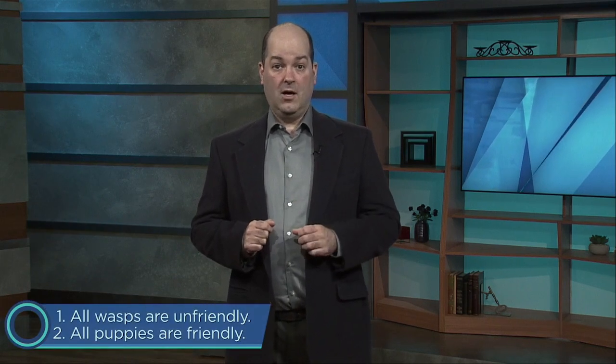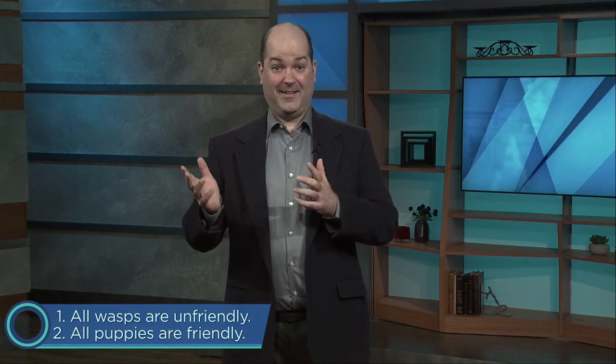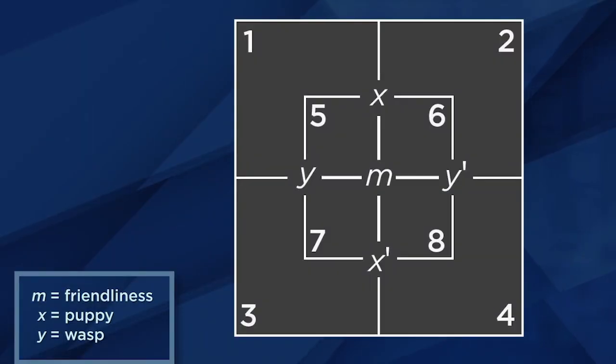Okay, let's work through one more example to make sure we're all on the same page about how the game works. Here are your new statements. 1, all wasps are unfriendly. 2, all puppies are friendly. This time, we might define X to refer to being a puppy and Y to refer to being a wasp. Since friendliness is mentioned in both statements, it's the middle term and will therefore be represented with M.